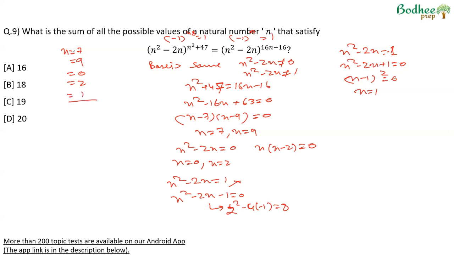So the roots that we are getting are 9, 7, 0, 2, and 1. 7 plus 9, 16 plus 3, 19 becomes the answer, option C.